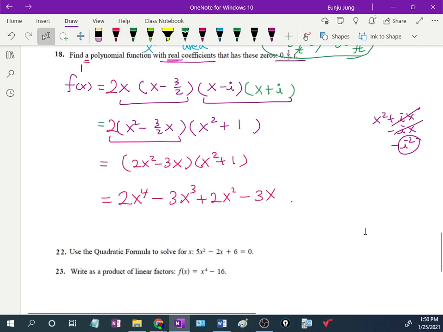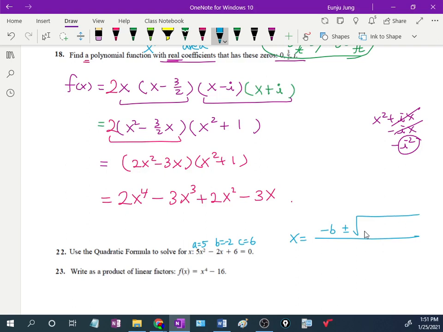Question number 22, quadratic formula. So let's review the quadratic formula briefly. This is A, this is B, this is C, and it is in standard form, ax squared plus bx plus c equals 0. What is the formula? Draw the line along with the x equal sign: negative b plus or minus square root of b squared minus 4ac, all over 2a. That's the formula. All right, let's plug in and evaluate it.